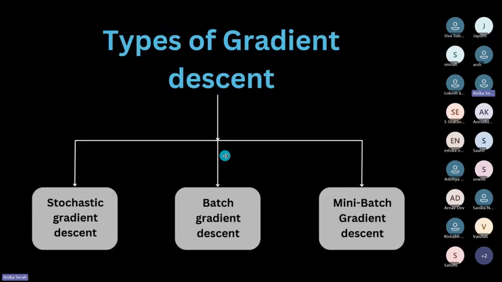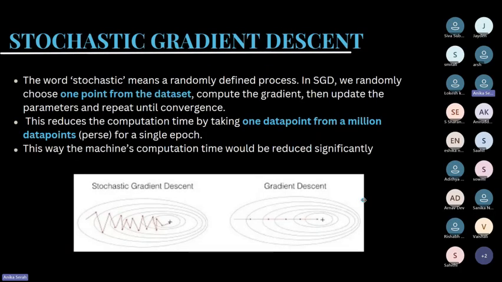And now let's get into the types of gradient descent. So we have stochastic gradient descent, batch gradient descent, and mini batch gradient descent. Okay, so stochastic gradient descent is the one that we're going to discuss first. The word stochastic means a randomly defined process.